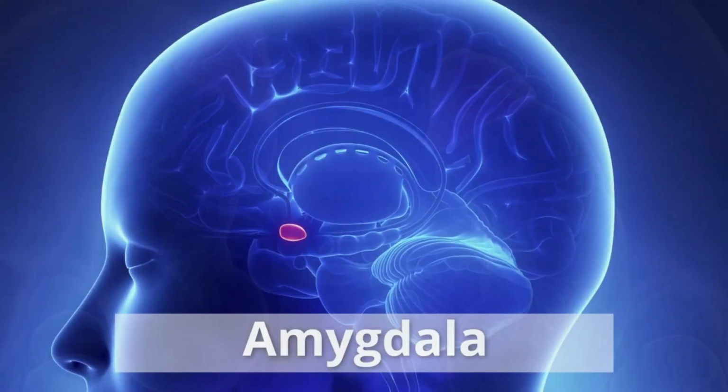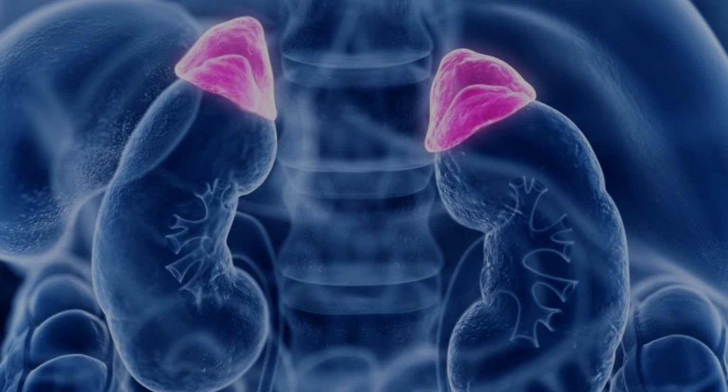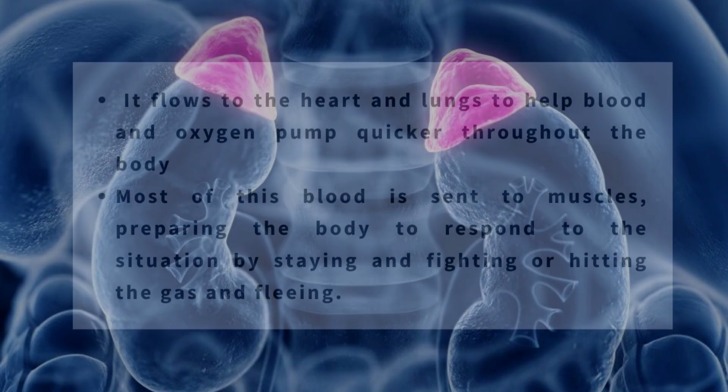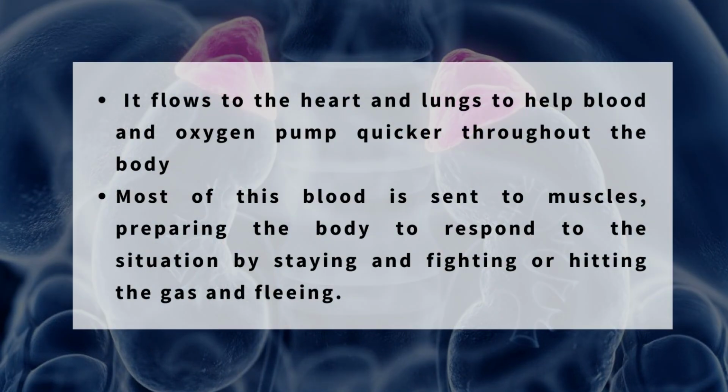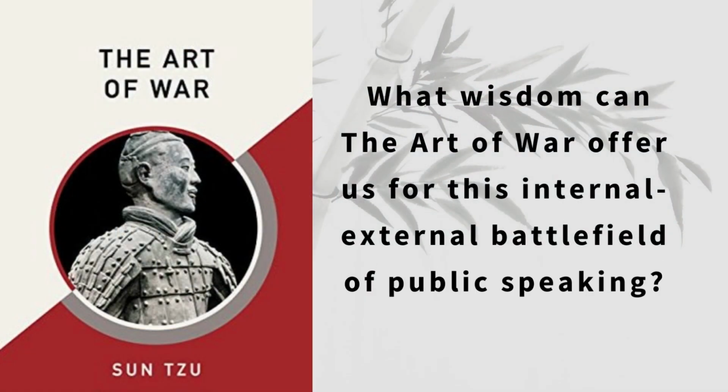And it sends a message to the adrenaline gland with instructions to do something. So adrenaline does. It starts to flow to the heart and the lungs. It helps the blood and the oxygen pump quicker throughout the body. And most of this blood is sent to muscles, preparing the body to respond to the situation. And you guessed it, you either stay and fight or you hit the gas and you run. Fight, flight. So, what wisdom can the art of war have for us in this internal-external battlefield of public speaking?